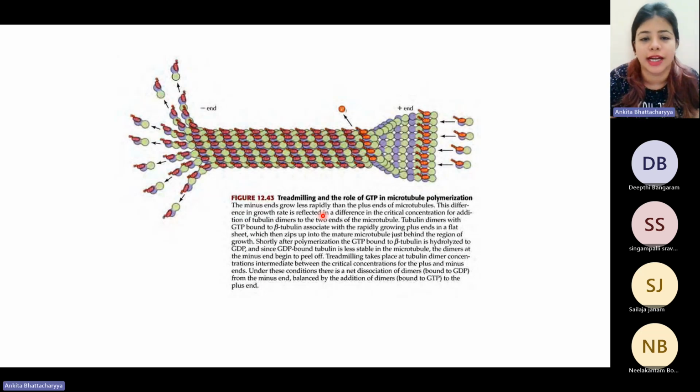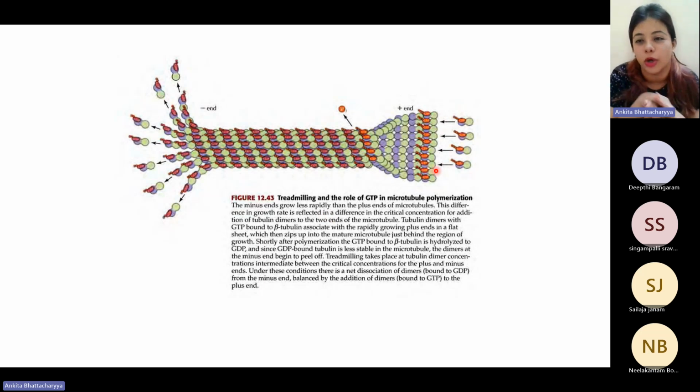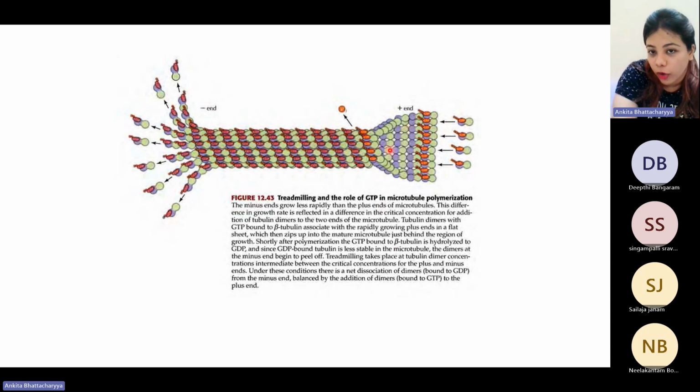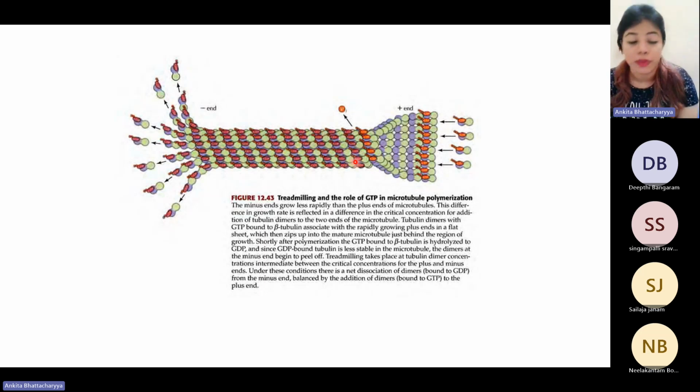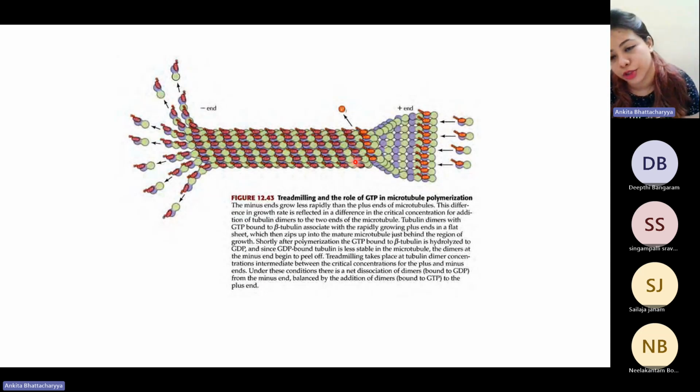So tubulin dimers that have GTP bound tubulin associate with a plus end in a flat sheet-like manner, and then they zip up, and they're forming the hollow microtubule that you're familiar with. And after this GTP bound beta tubulin has polymerized, it undergoes hydrolysis. And here you can see there's a change in color from that orangish to this reddish color, which is where GTP hydrolysis has occurred, and GDP is now present. So this GDP bound tubulin is relatively less stable in the microtubule, and therefore the minus end tubulin units begin to dissociate or peel off. And treadmilling takes place at the tubulin dimer concentrations which are intermediate between those for the minus and plus end, and there is a net dissociation from minus end balanced by the addition of dimers to the plus end.